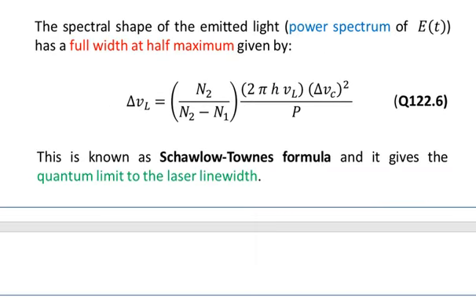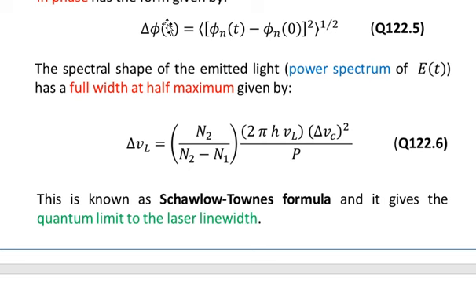The spectral shape of the emitted light, which we say is the power spectrum of E of t, has a full width at half maximum given by delta nu L is equal to n2 divided by n2 minus n1 multiplied by the term that has a numerator of 2 pi h nu L multiplied by the square of delta nu C, divided by P, where P is the output power of the laser beam. This is known as the Schawlow-Townes formula, and it gives the quantum limit to the laser line width.